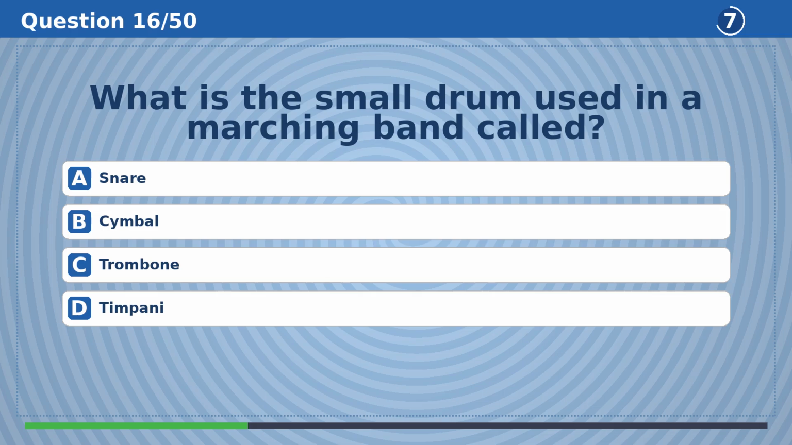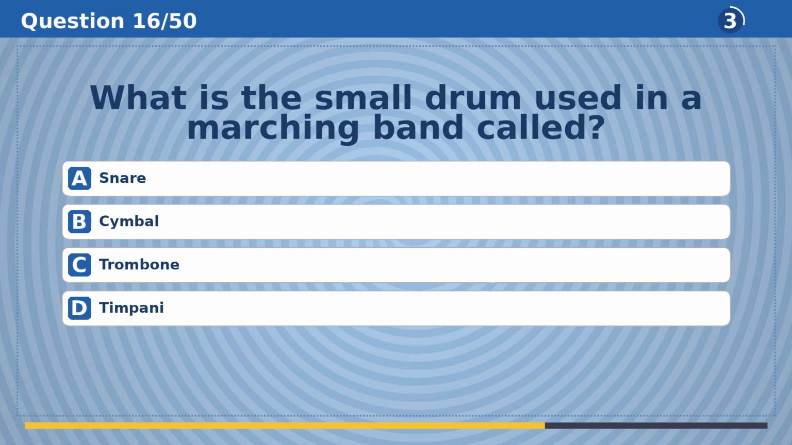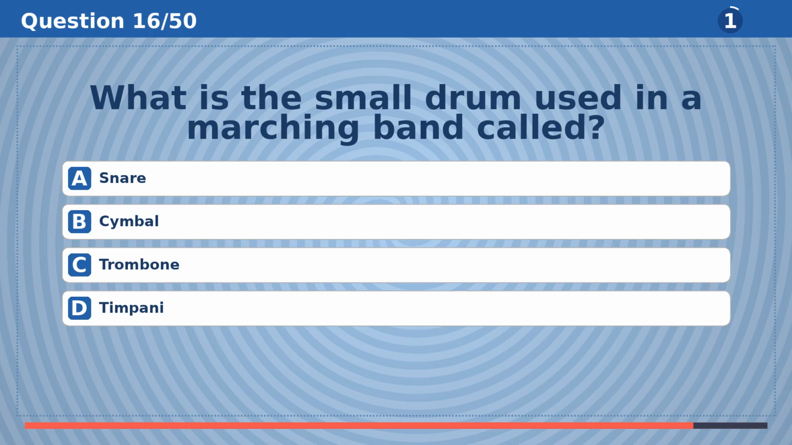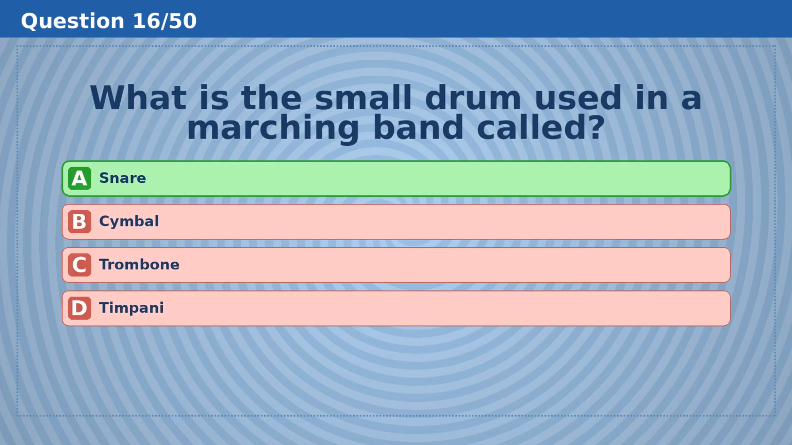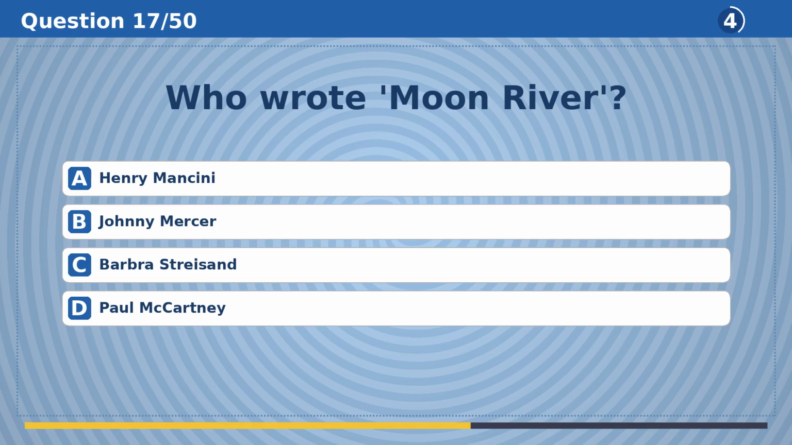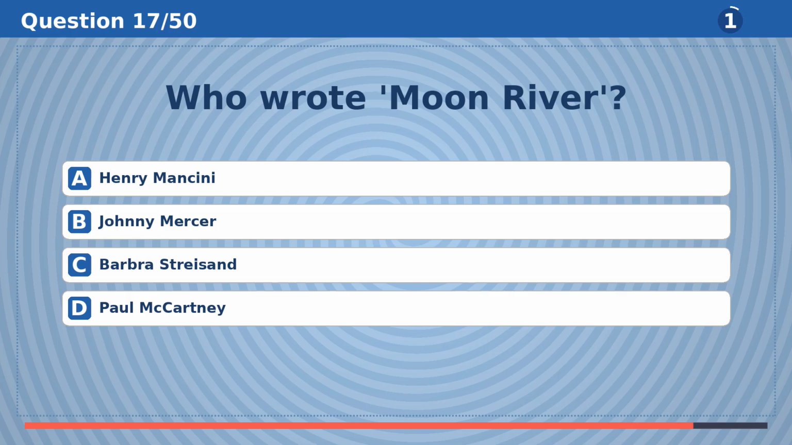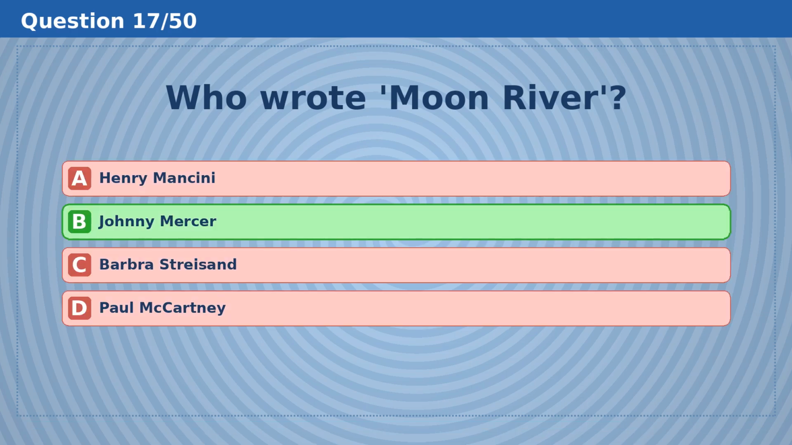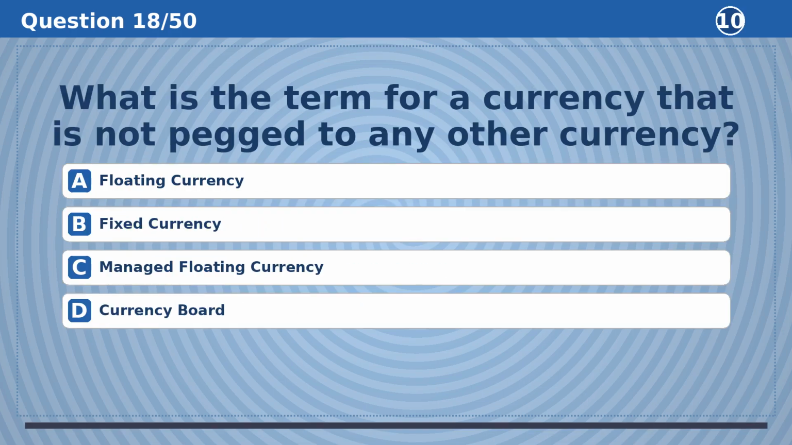What is the small drum used in a marching band called? The answer is A. Snare. Who wrote Moon River? The answer is B. Johnny Mercer.